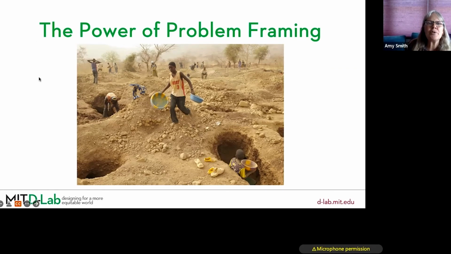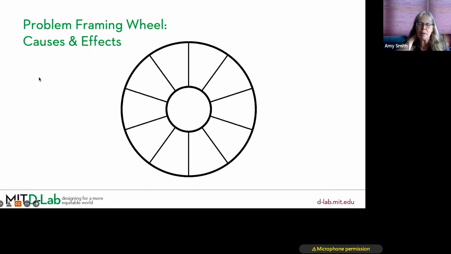Some tools that we use for doing problem framing is something that we call a problem framing wheel. It's a very simplified tool because we found that other techniques were a little bit complicated for the context of co-creation. You put the problem in the center of the wheel, and then around the outside, you would do one wheel where you identify what are the causes of that problem, and around another wheel, what are the effects of that problem. Then for each of those causes and effects, you would look at a different way of looking at the problem. So this is a great way to generate different problem framings.